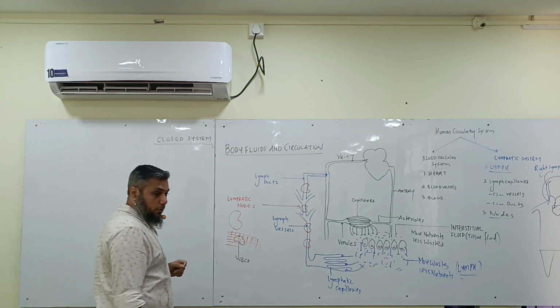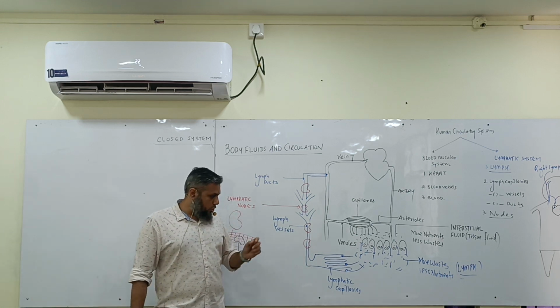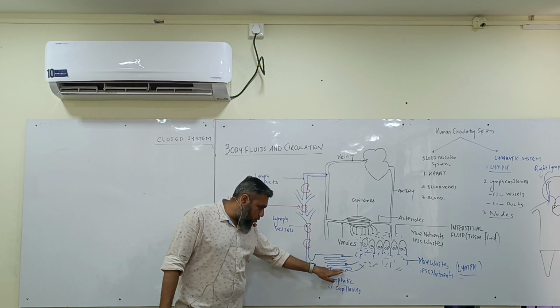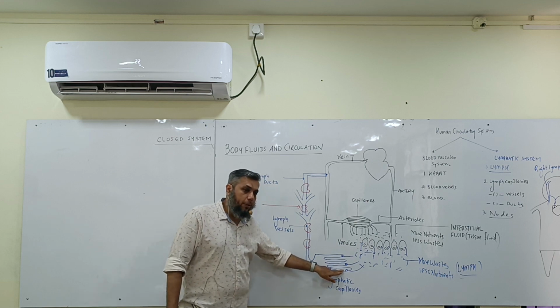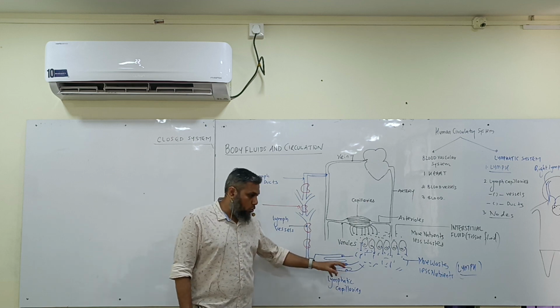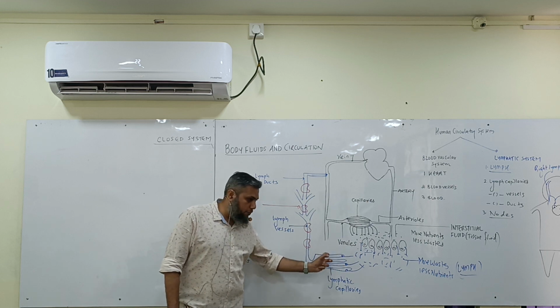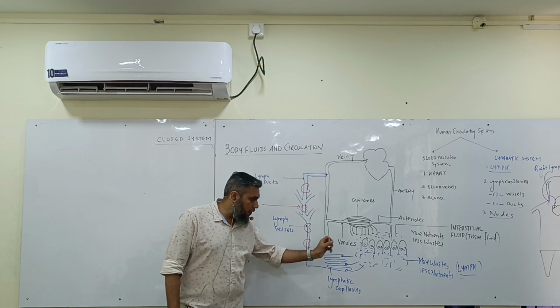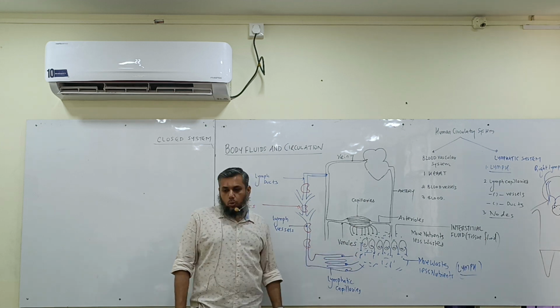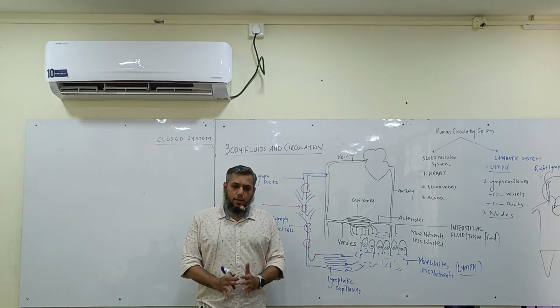Wuchereria, remember Wuchereria? Where will its larvae come and accumulate, children? In the lymphatic capillaries of your leg. So can I say the lymphatic capillaries of your leg will get blocked? So will the lymph be able to drain now, or will it get accumulated? So what will happen to the size of your leg?